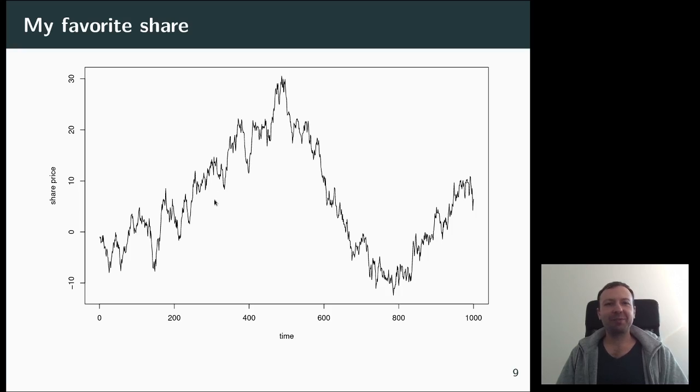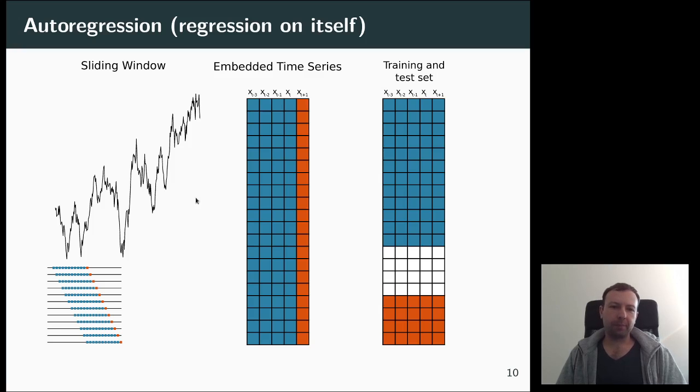So let me start off with my favorite share. This is the share price of my favorite share. You see it had a good run, and then at some point something happened and it started to really go down, but now it's going up again. If we want to predict that one, we will do something called an autoregression, which basically means a regression on itself, because the inputs and the target values are both from the same time series. The way we do it is with this sliding window approach.